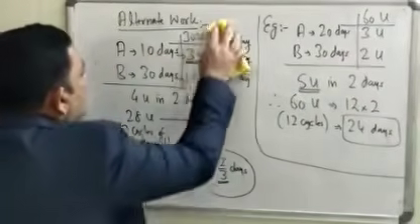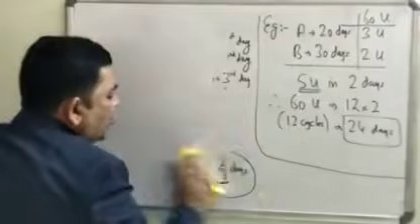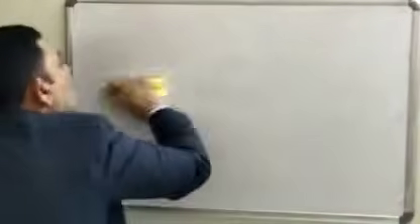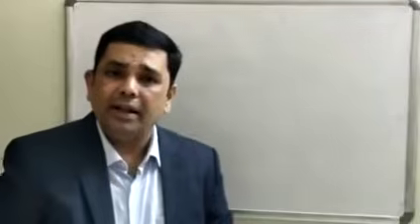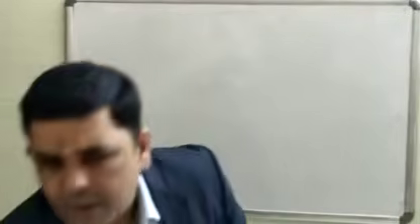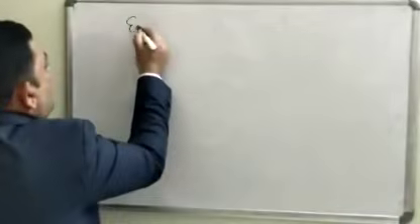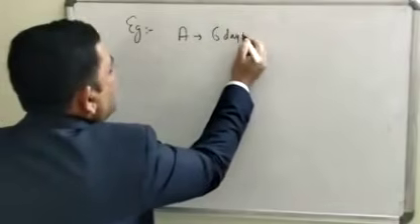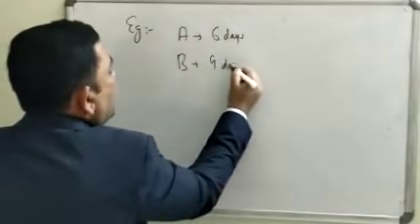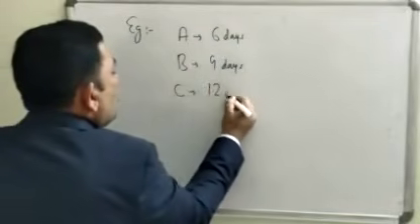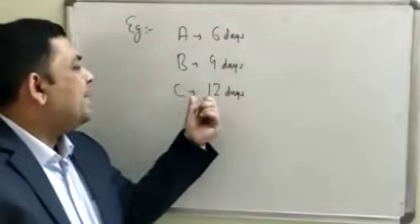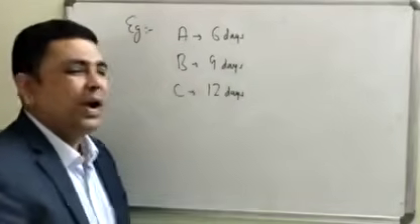Now, can this work if we are talking about more than 2 people? Can I have an example of the concept of alternate work with say 3 people? Let's look at this example also. Alright, so what do I have? A can complete a task in 6 days, B can do it in 9 days, C can do it in 12 days.